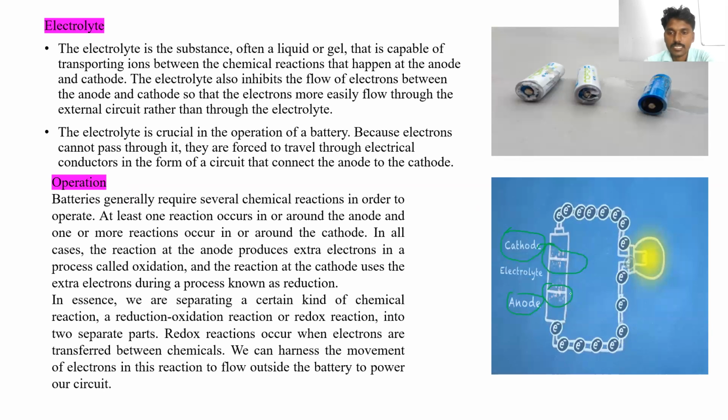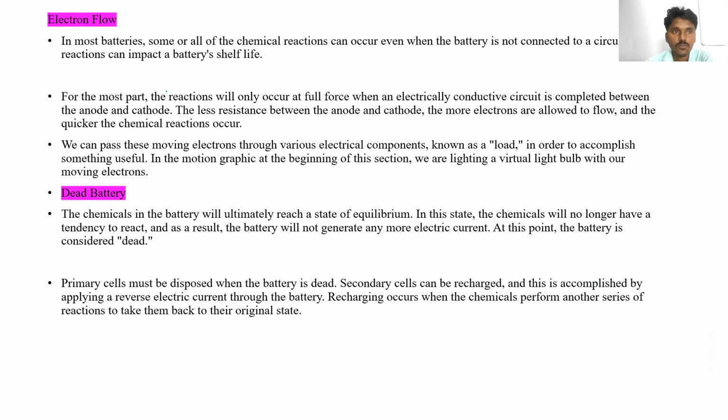After the chemical reaction takes place between the anode and electrolyte, if the electrons are moving through some external circuit or load, this moving of electrons is called the flow of electrons. Flow of electrons is nothing but electricity being produced. And dead battery: what is meant by dead battery?